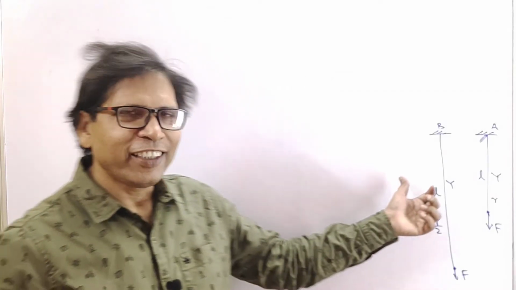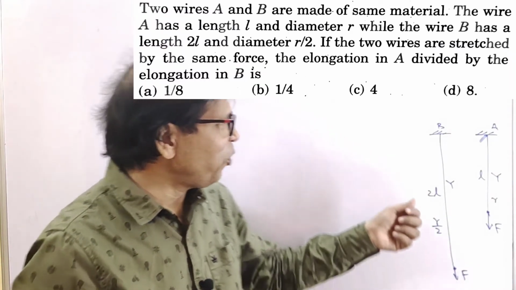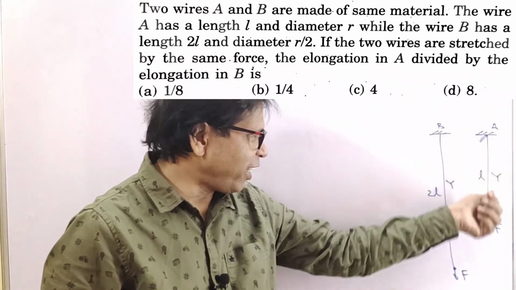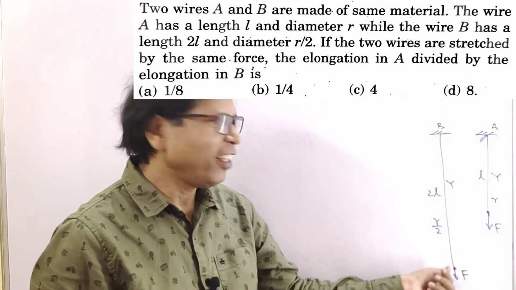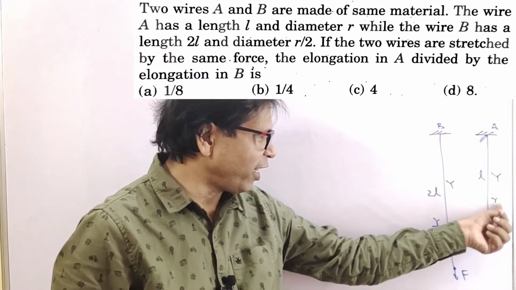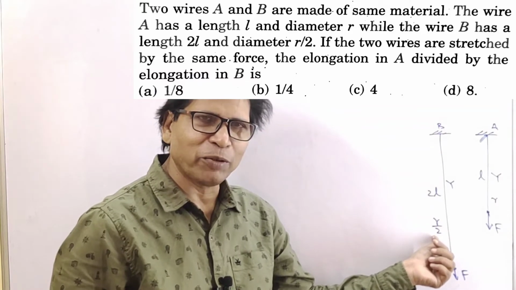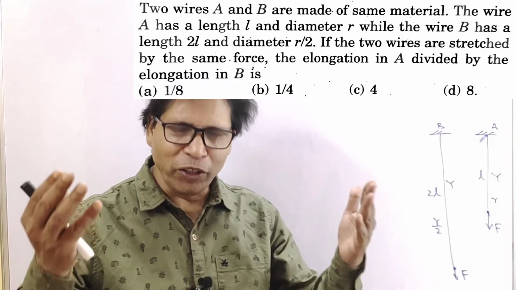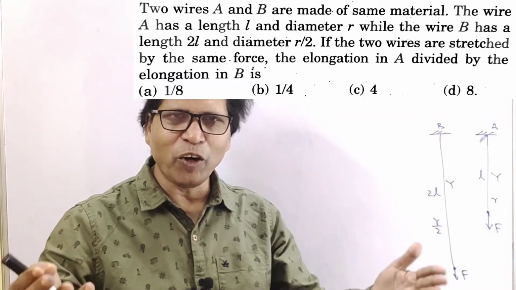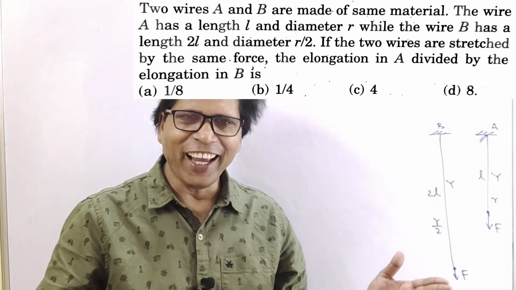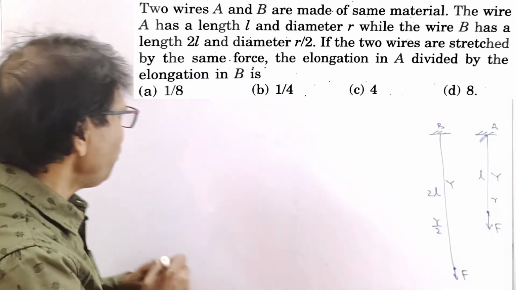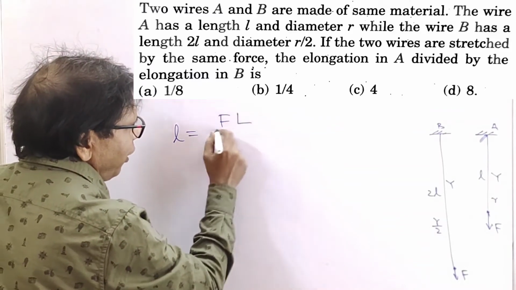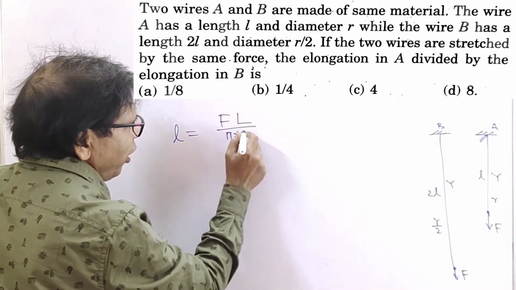Okay, look at this. Now a numerical. Two wires A and B. A has length L but B has length twice L. A has radius of cross section r, B has radius of cross section r by 2. They are stretched by the same force F. Now we have to calculate the ratio of elongation of A and B. Now look at this. We know the small l is equal to FL divided by pi r square Y.